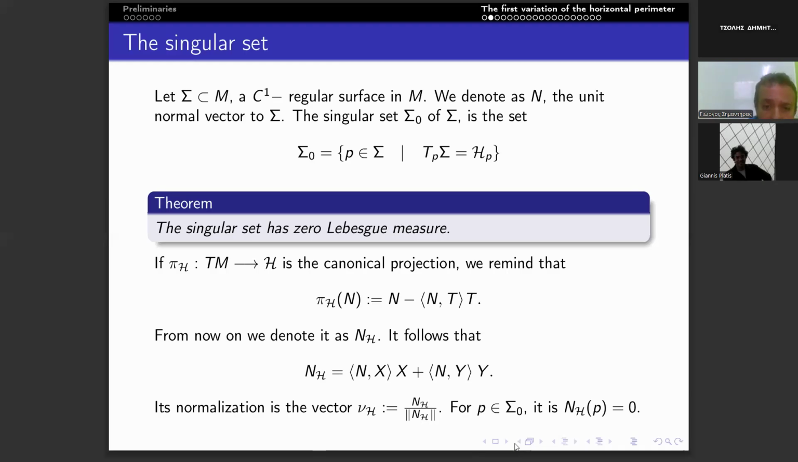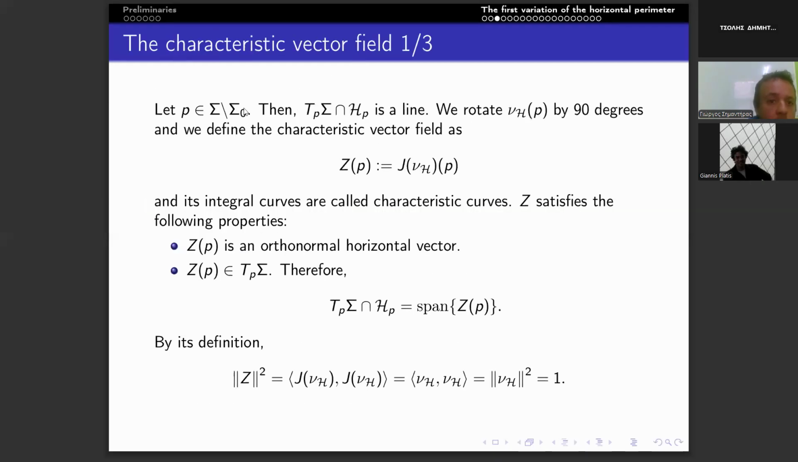We observe that for singular points in Sigma_0, the vector n_H calculated at p is practically 0, it vanishes. So this normalization is not defined at the singular points, and so we work just with points that are non-singular.